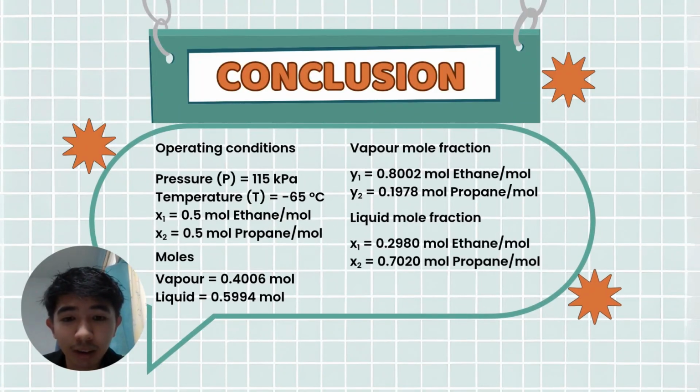Okay, so to conclude everything, this is what we have found based on the calculations we did earlier. The operating pressure is 115 kilopascal and the temperature is negative 65 Celsius. We have also assumed the mixture is equimolar, so 0.5 mole of ethane and 0.5 mole of propane. As for the output, we found that there's roughly 0.4 mole of vapor and roughly 0.6 mole of liquid. As for the vapor mole fraction, there's roughly 0.8 of ethane and roughly 0.2 of propane. For the liquid, 0.3 of ethane and 0.7 of propane.